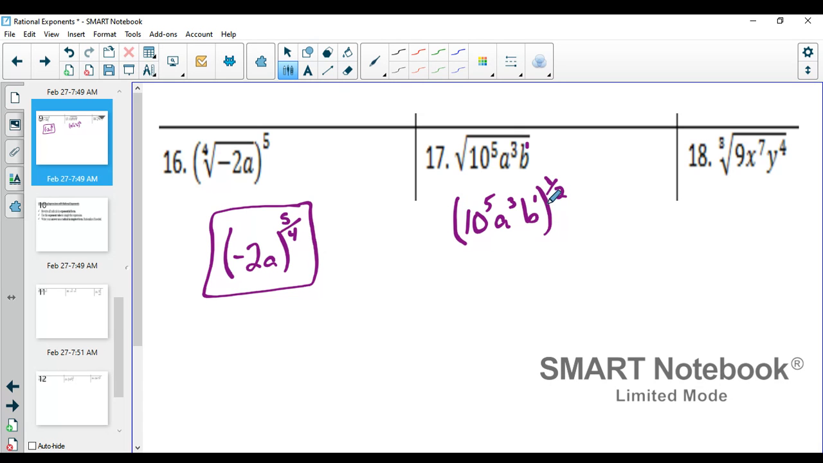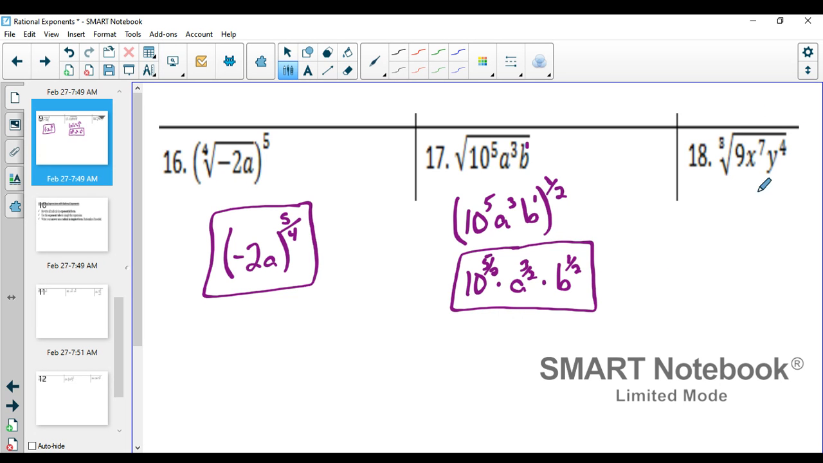And this is where we're going to use our rules of exponents, because when we are raising an exponent to an exponent, we multiply. So 5 times 1/2 is 10 to the 5/2 power times a, and then 3 times 1/2 is the 3/2 power, and then 1 times 1/2 is b to the 1/2. This one gets a little complicated because you have to pay attention to each individual exponent, but that is what this problem would look like written out in exponential form.